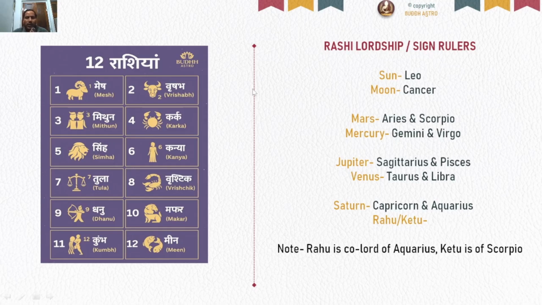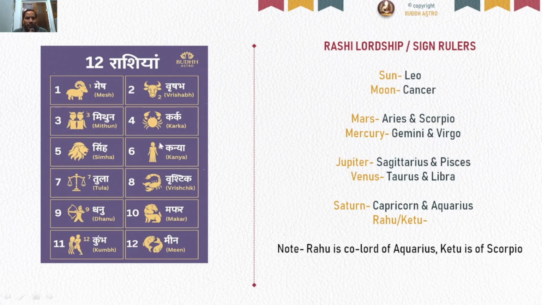Now, planets, as I have already told you, are 9 in number and there are 12 zodiac signs. These are the 12 zodiac signs you already know. First means Mesha sign, second means Vrishabha sign, third means Mithuna sign, fourth means Karka sign, fifth means Simha, Leo, sixth means Virgo or Kanya, seventh means Libra or Tula, eighth means Vrishchika or Scorpio, ninth means Dhanu or Sagittarius, 10th means Capricorn or Makar, 11th means Kumbha or Aquarius, 12th means Pisces or Meena.